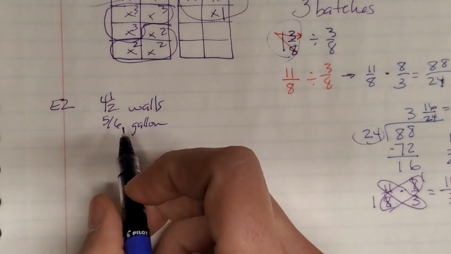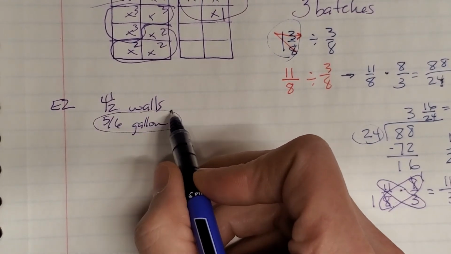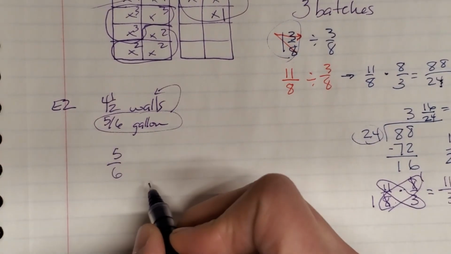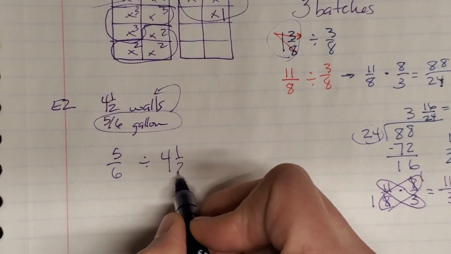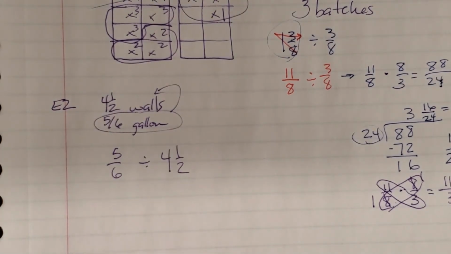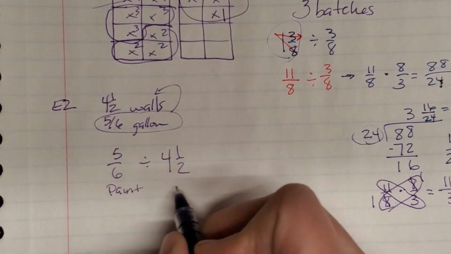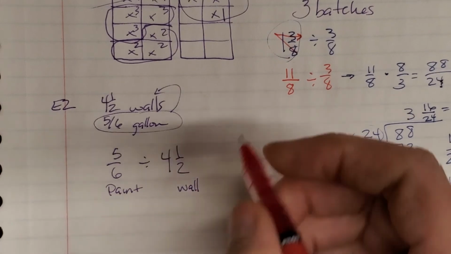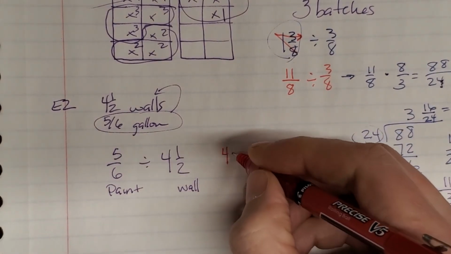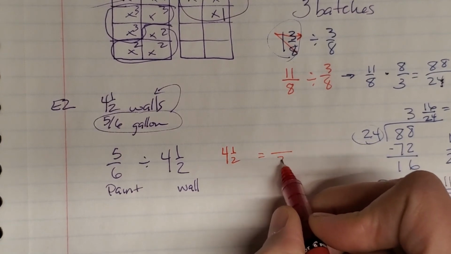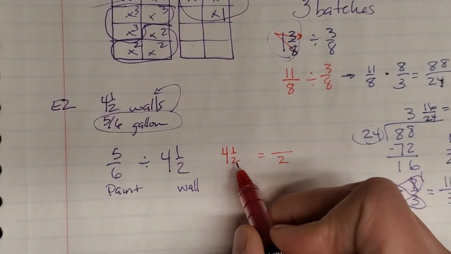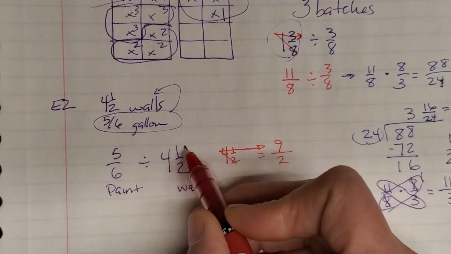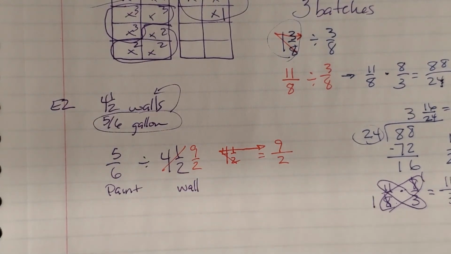Well, okay. She has this much paint, and we need to get it onto these number of walls. That's a division problem. 5/6 gallons of paint divided by 4 1/2 walls. Okay, and that will tell her paint for each wall. Okay, here we go again with this mixed number nonsense. Miss D said it's going to go over the original denominator. Okay. 2 times 4 is 8 plus 1 is 9. Okay, so this is really 9/2.